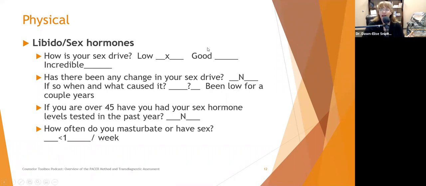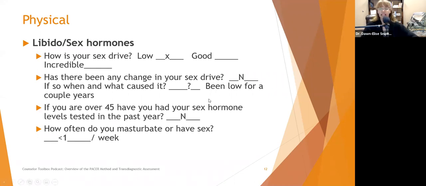How is your sex drive? He said low. It's pretty much always been low. It's been low for a couple of years now. There's been no significant change. He doesn't know why it's low. He's over 45 and has not had his sex hormones, or actually he's not. He's 39, but he has not had his sex hormone levels tested in the past year. This might still be something that we have him consider having his doctor run a quick blood test on.